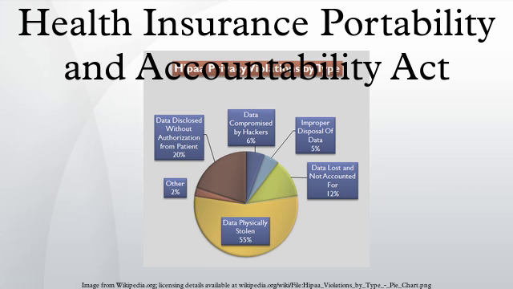Legislative Information: Pub. L. 104-191, 110 Stat. 1936, H.R. 3103, H. Rept. 104-469, Part 1, H. Rept. 104-736, S. 1028, S. 1698, S. Rept. 104-156, HHS Security Standards, 45 CFR 160, 162, and 164, HHS Standards for Privacy of Individually Identifiable Health Information, 45 CFR 160 and 164.